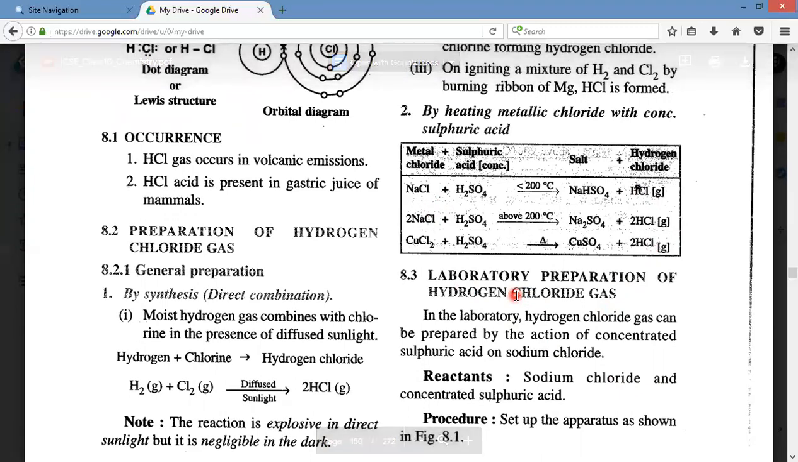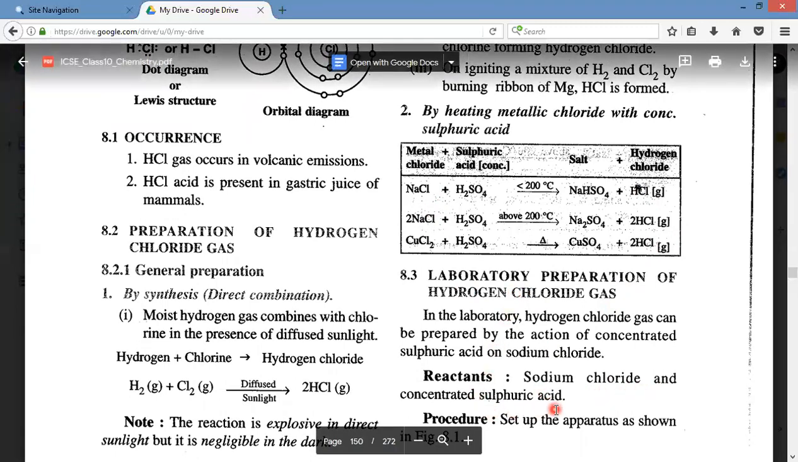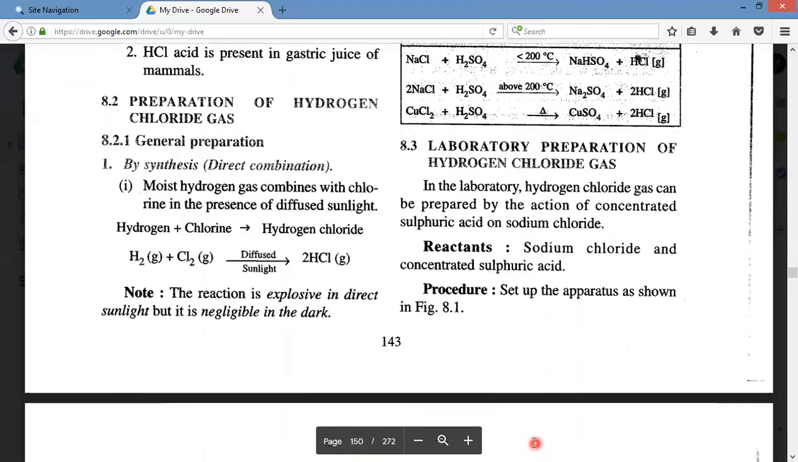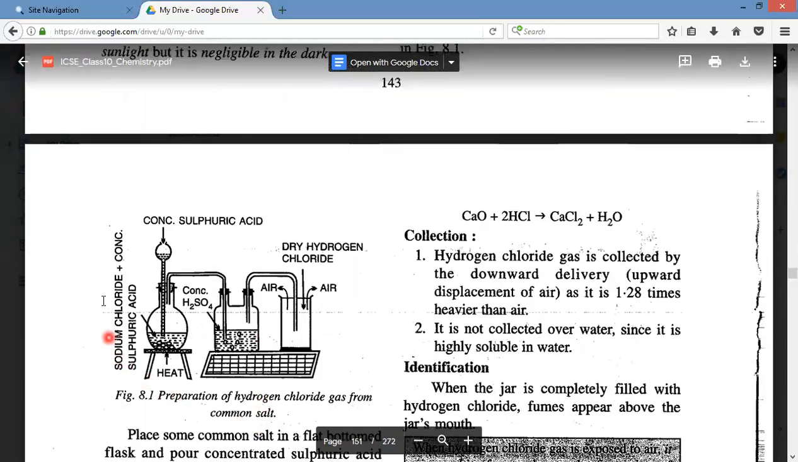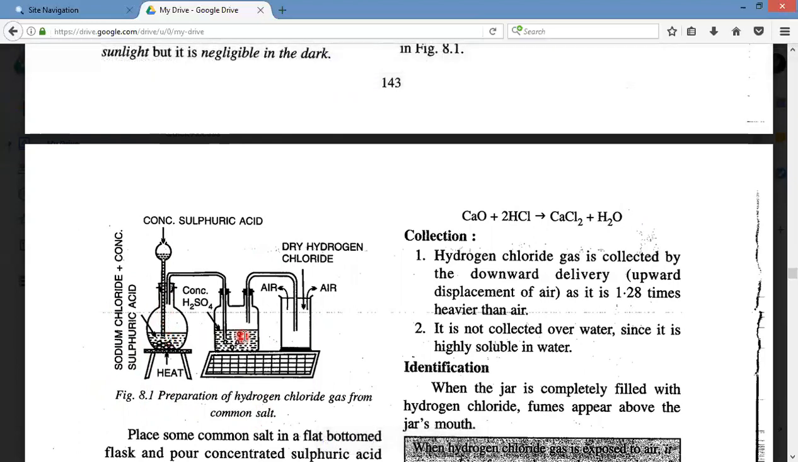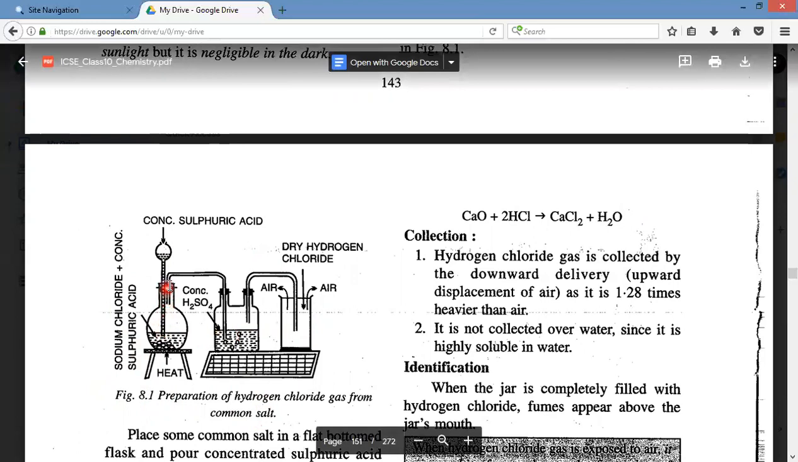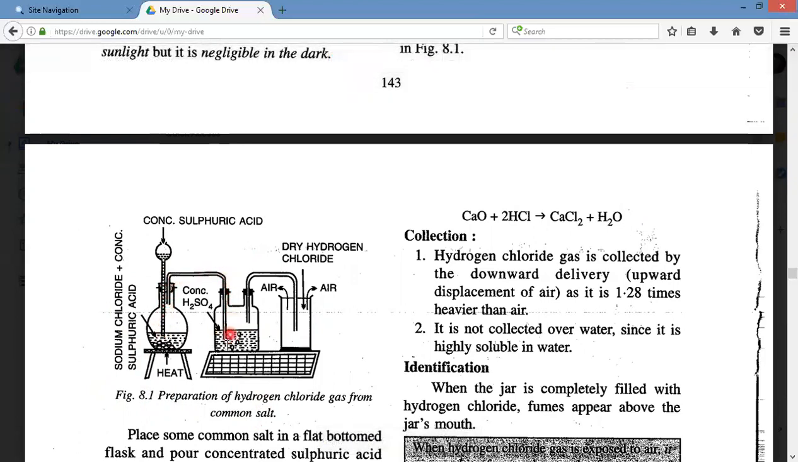Now, the laboratory preparation of hydrogen chloride gas. This topic is very, very important. For that, the reactants are sodium chloride and concentrated sulfuric acid. For that, we have to set up the apparatus, which is set up in the laboratory. First of all, this one is your round bottom flask. This is your washer tank, and this one is your jar. Here, the U-tube is present. That is a delivery tube. This one is also a delivery tube. This one is called a thistle funnel.